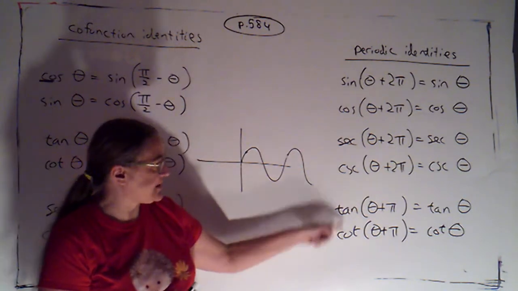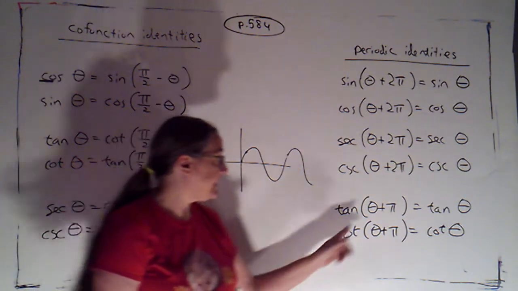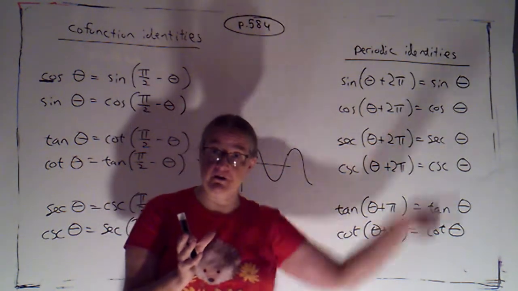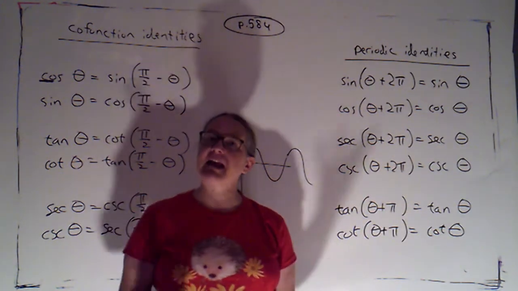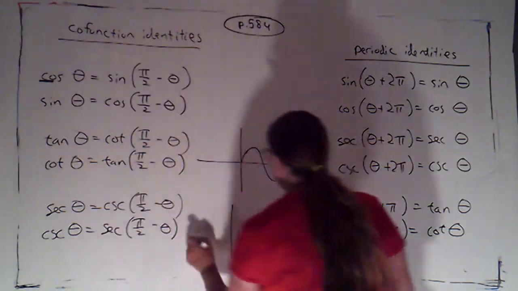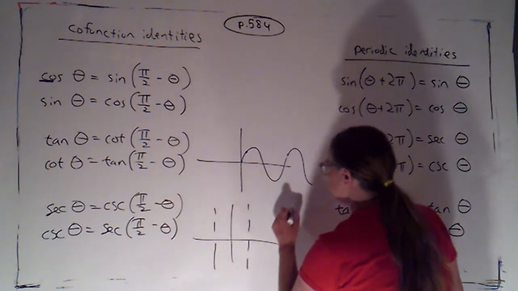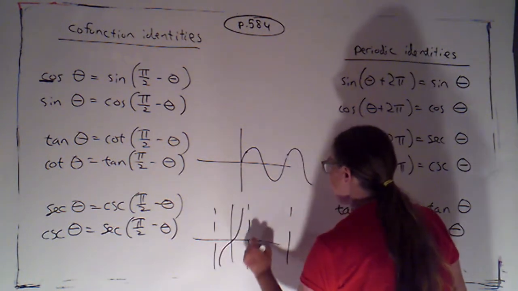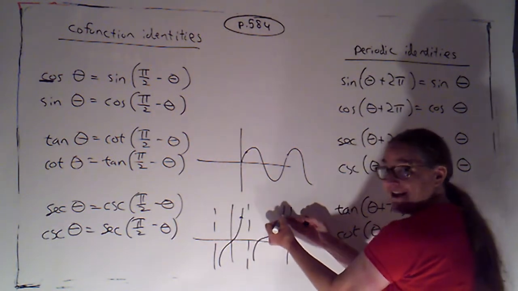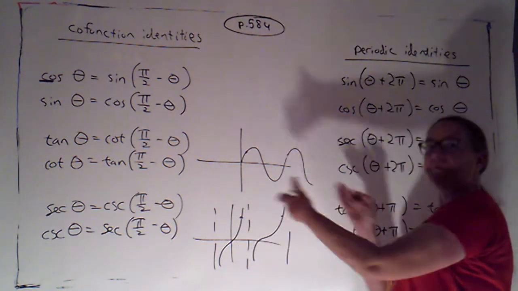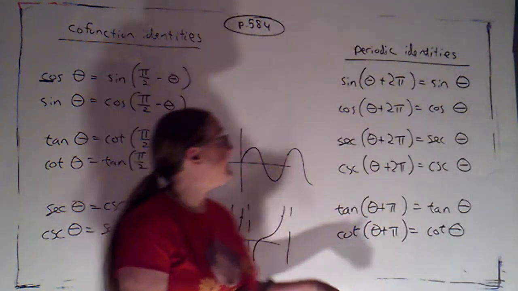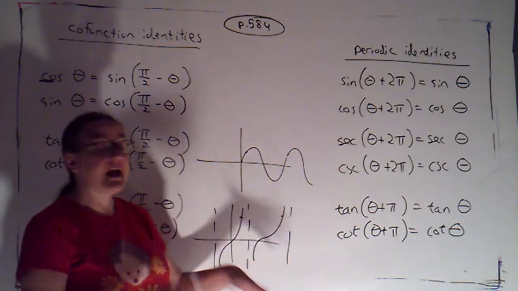With tangent and cotangent, because the period is pi, if I add pi to an angle, I'm not going to get something that's coterminal, because I haven't gone a full revolution around, but I am going to get something that has exactly the same tangent or the same cotangent. If I'm looking on the graph of tangent, if I'm here and I add pi, that's going to take me to the same place in the next period of the tangent graph. So that's what all of these identities here say.